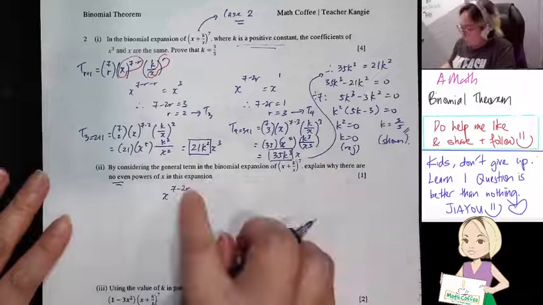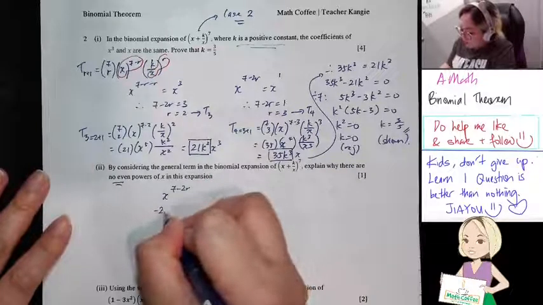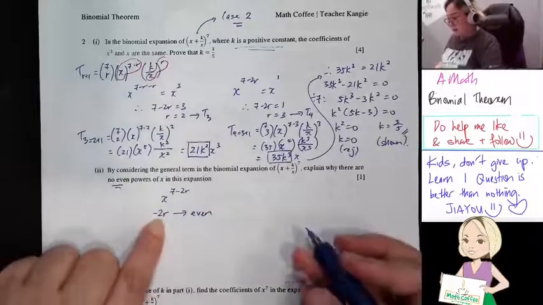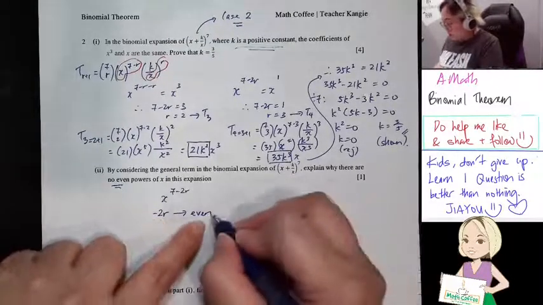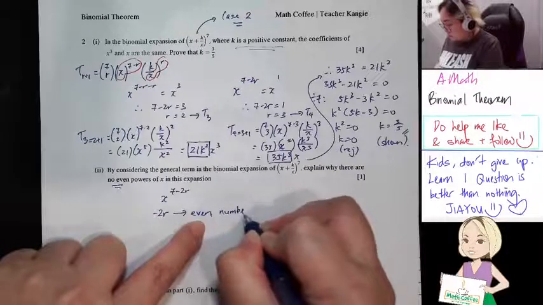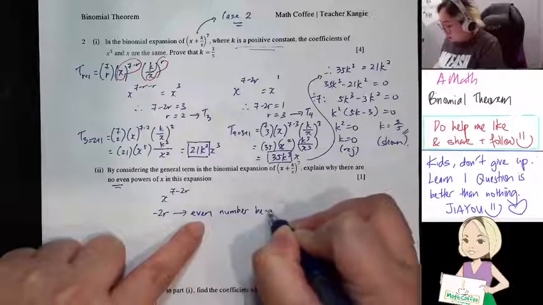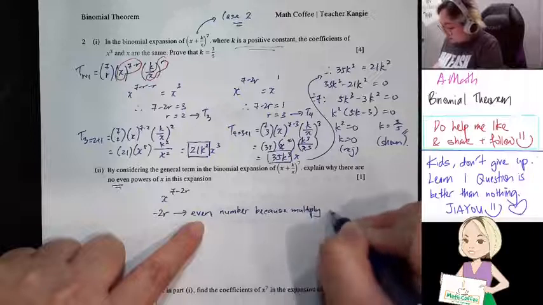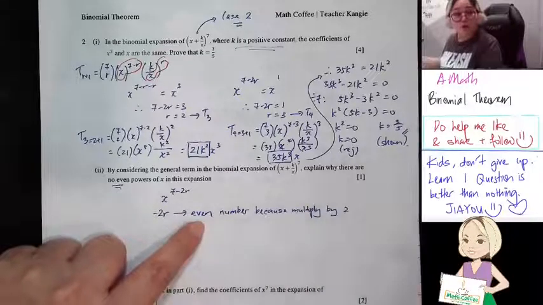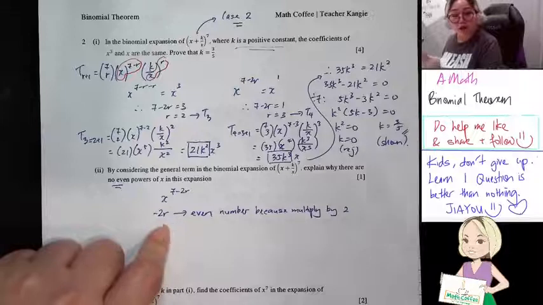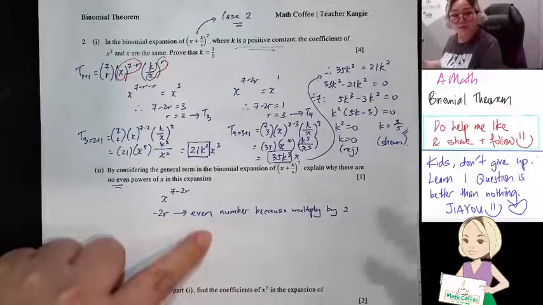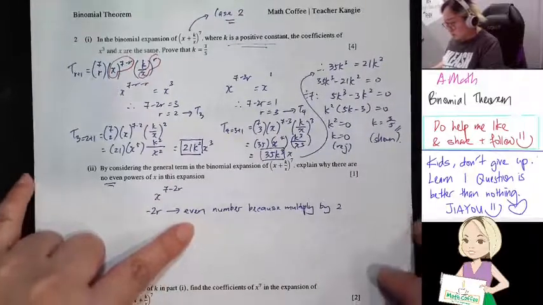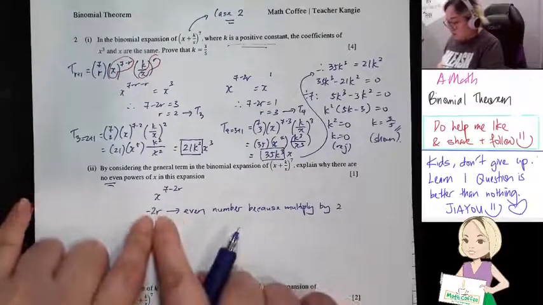So you will write here, you will explain, minus 2r is definitely even because it multiplied by 2, even number, because anything multiplied by 2 will become even number. So this minus 2r is even. Good. Okay. So minus 2r is even.